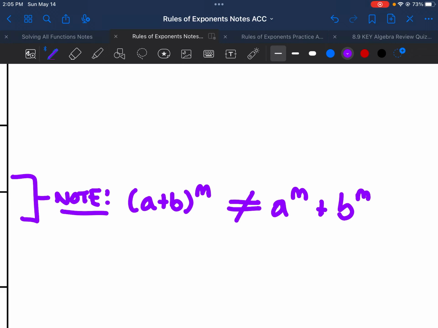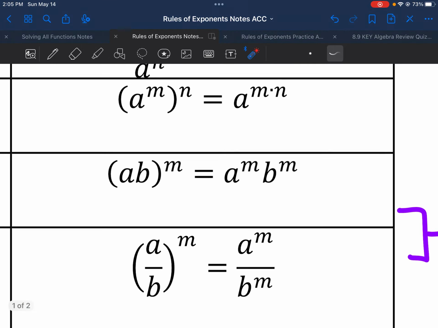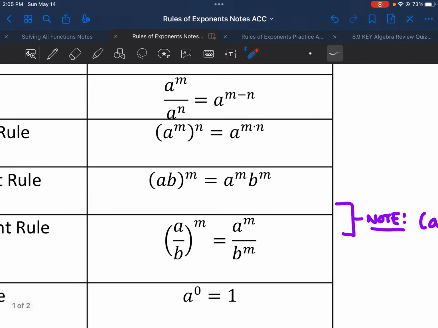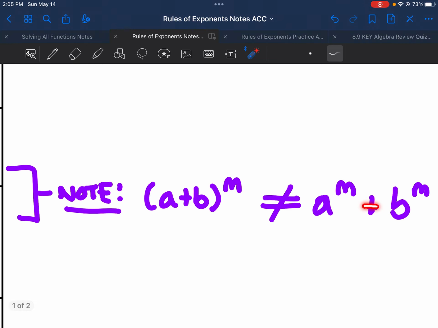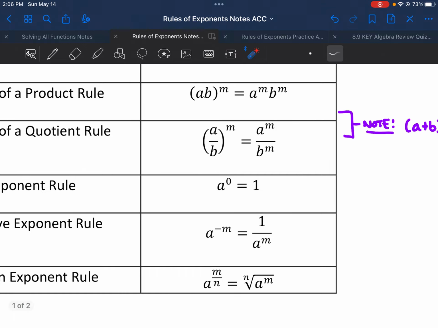Very important to realize that we cannot distribute like this because of the addition sign. We can only distribute these powers when it is multiplication or division strictly. Okay. Same deal if this was like a minus sign. I could not go in and distribute the powers and make it like this. Okay, not going to work. So don't do that.